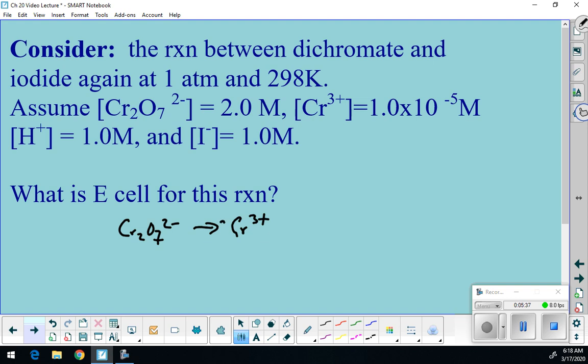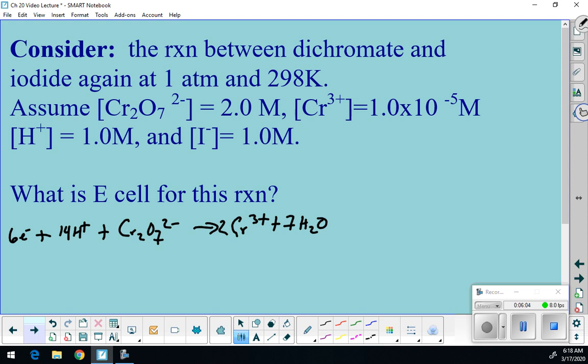I have 2 of these, right, because I have 2 chromiums. I need to add 7 waters over here, which means I need 14 H pluses here, which means I need, what, 14, and minus 2 is plus 12, and I think I need 6 electrons, right? Let's make sure I did that right. 14 minus 6 is plus 8, minus 2 is plus 6, 2 times plus 3 is plus 6.